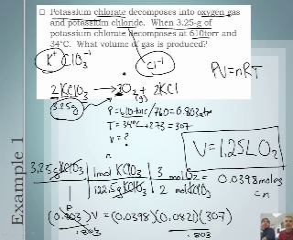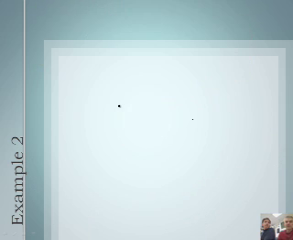All right. Notice what we did is we did some stoichiometry first. That was this part down here. And then we plugged it into the ideal gas law. Well, let's do it in the backwards way. Okay. So let's do one more example.